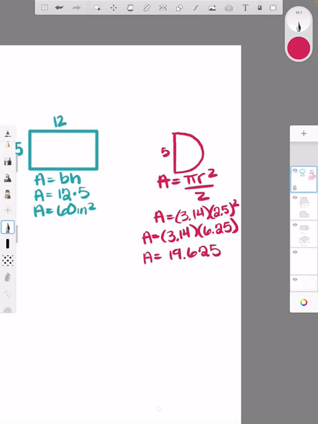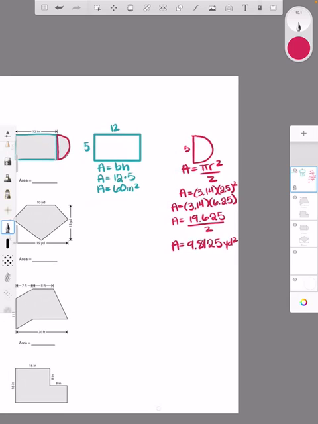Now remember, we're going to divide by 2 because it's a semicircle. That would have been the area of the entire circle, but we're dividing by 2. All right, after we divide by 2, we're going to get this lovely number of 9 and 8,125 ten-thousandths yards squared. All right, so those are my 2 areas.